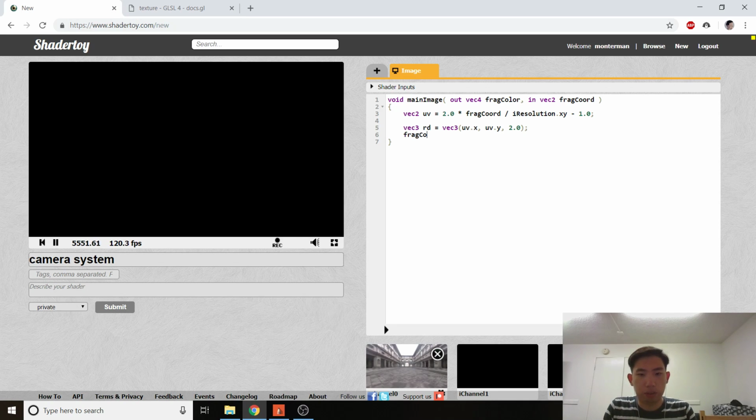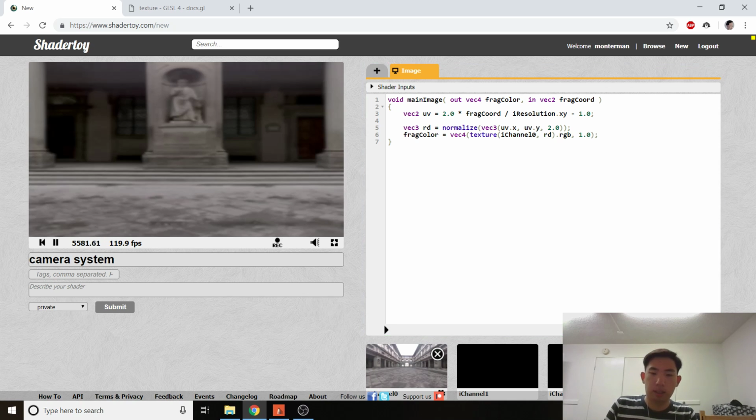So what we can do is a frag color, a vec4 constructor with 1.0 as the alpha channel, and we can do texture. You can see the name of the texture here. It's iChannel0, iChannel1, iChannel2. iChannel0. Just type this in. RD is the ray direction. Actually, I have to normalize it. Then I take the RGB value and create a new 3D vector as the color. And now you can see it works. It works a little bit.